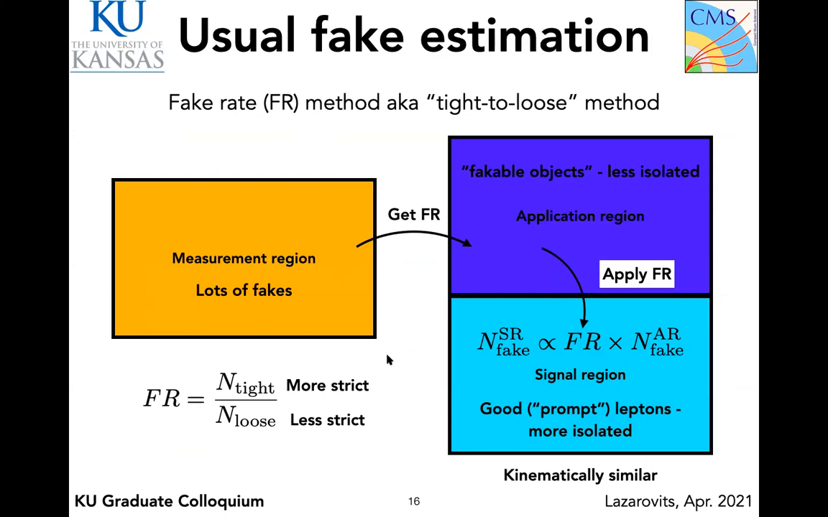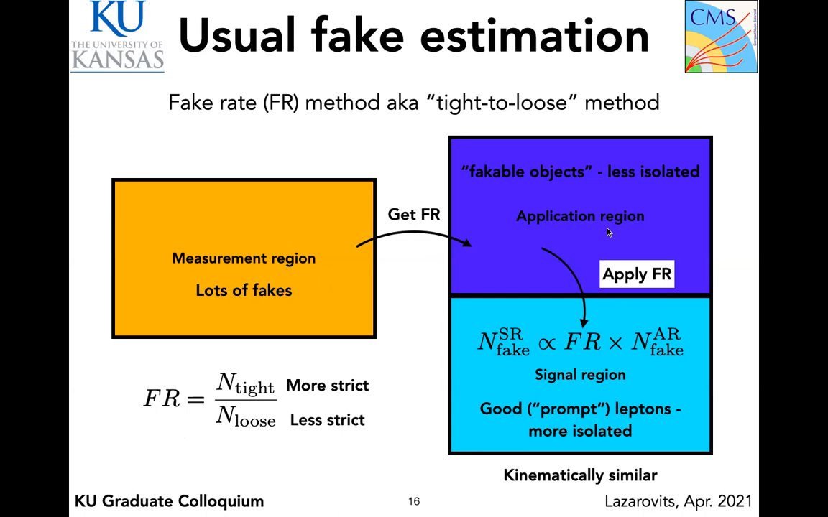And we want to take the number of tight leptons to the number of loose leptons. And you can think of tight and loose as just how strict you're being on the quality of your lepton. And so you can interpret the fake rate as the probability that a loose lepton would accidentally pass these tight requirements. And so once we get this fake rate, we can bring it over to another region of our data called the application region, which is very similar to where we eventually want to go in our signal region, but it still has some fakes. It still has some of these fakeable objects.